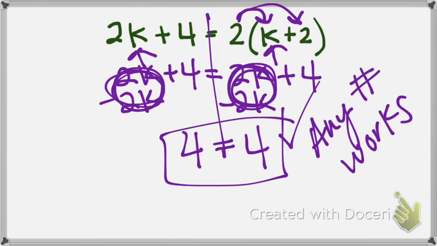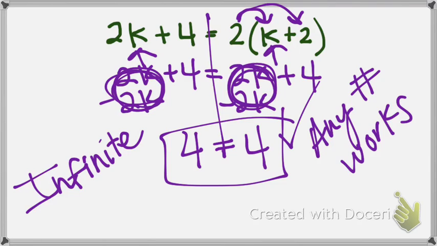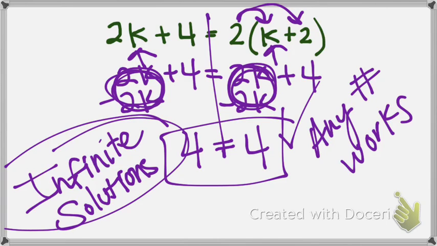That means there's so many choices that we call it infinite solutions, because there's so many solutions. It's infinite. So again, I could pick a half. I could put in a half on both sides for k, and it would equal. So that's what that means.